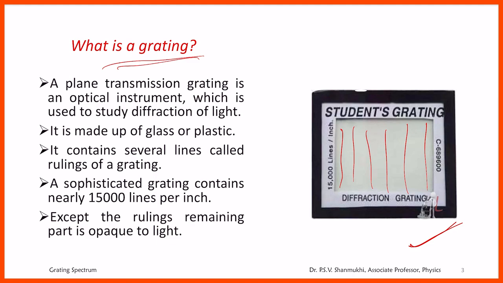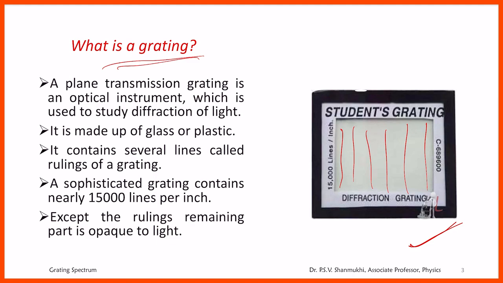Actually, a sophisticated grating contains nearly 15,000 lines per inch. There may be 5,000 lines, 10,000 lines, or 15,000, 20,000, even 25,000 lines per inch, that is 2.54 centimeters. A sophisticated or costly grating contains nearly 15,000 lines. So, as the number of lines on the grating increases, the cost goes up. Anyhow, it has so many features, which we are going to discuss now.